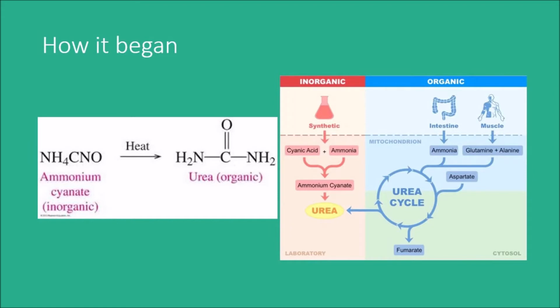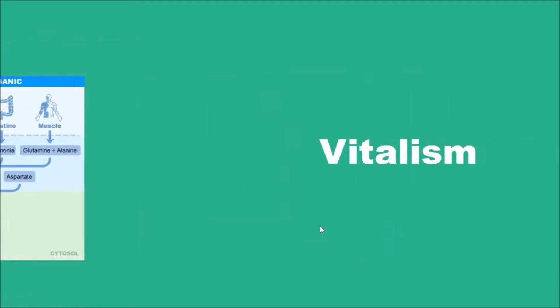He was planning to make ammonium cyanate by reacting cyanic acid with ammonia. But then after heating ammonium cyanate, he accidentally discovered that urea can be formed. Now note that cyanic acid and ammonia are inorganic compounds, and so is ammonium cyanate. But urea is an organic compound. Then this happening disproved vitalism.